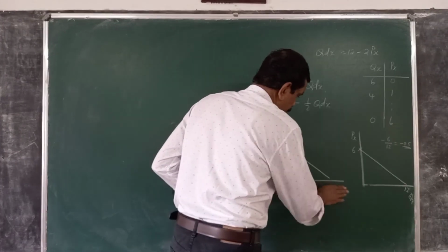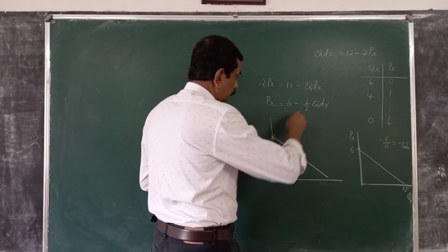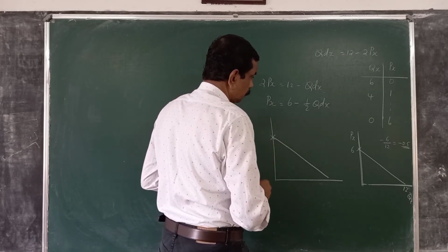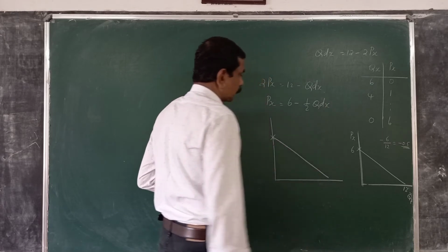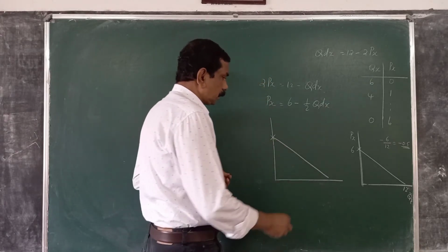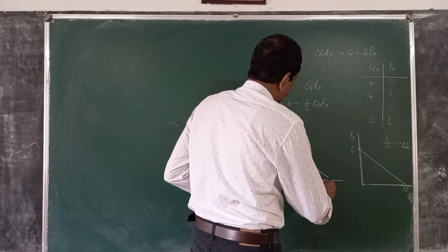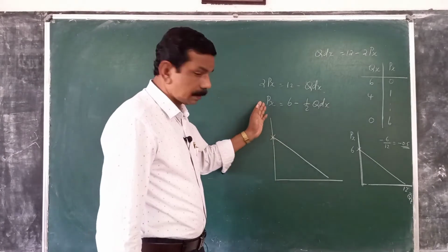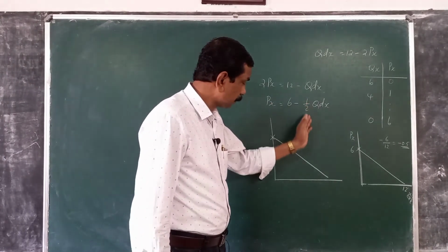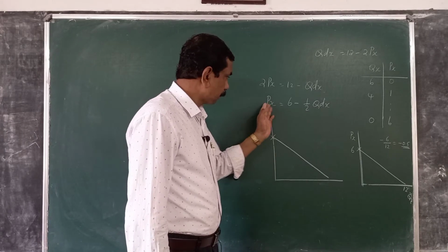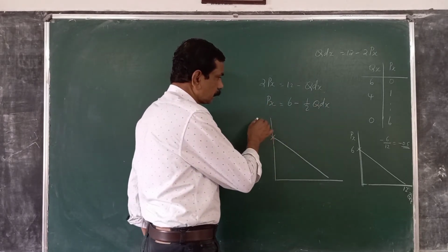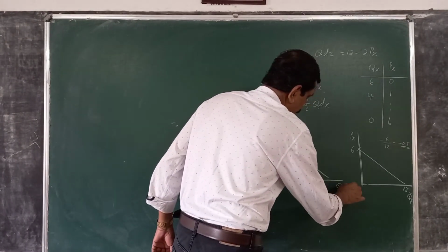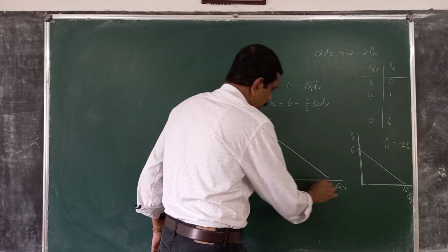What I did here is, the dependent variable is Px, the independent variable is Qx. So if my equation is Px is equal to 6 minus 1 by 2 Qx, the dependent variable is Px, the independent variable is Qx. This is 6, this is 12.